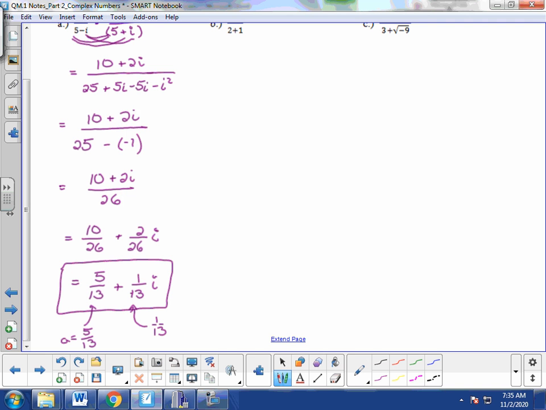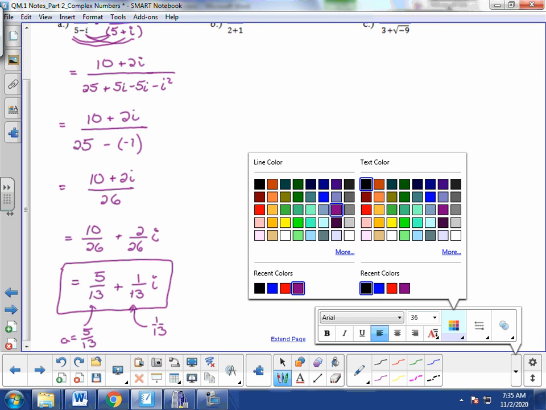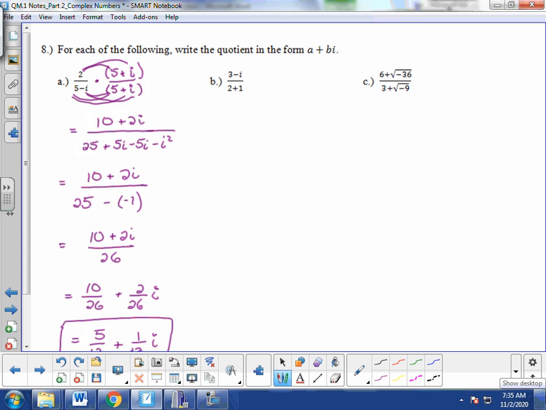Let's take a look at one more example. Example 8b. So again, the same thing happens here. Oh, sorry, there's a typo in these notes. Let's change this to 2 plus i down in the denominator. So in the denominator, that should read 2 plus i.